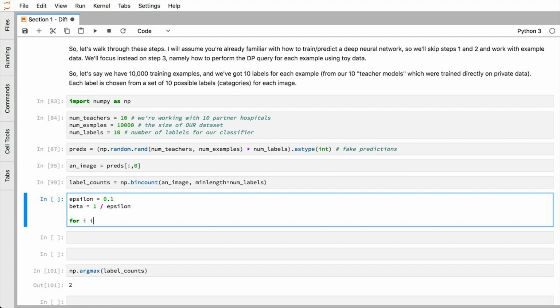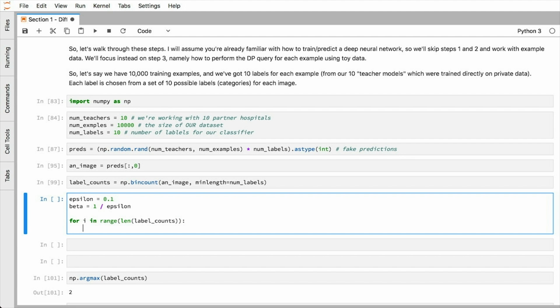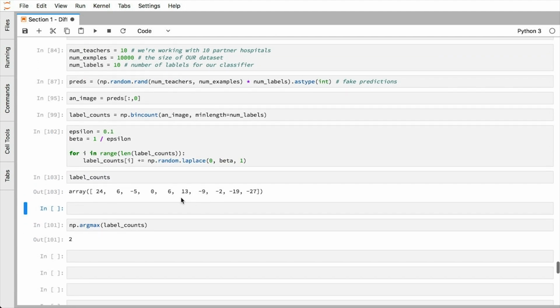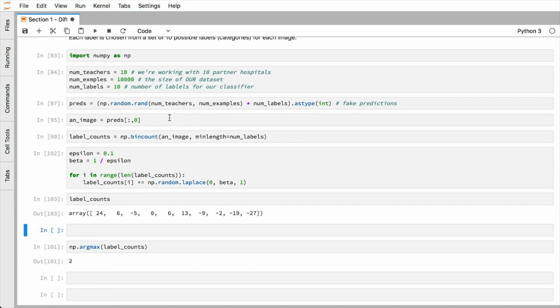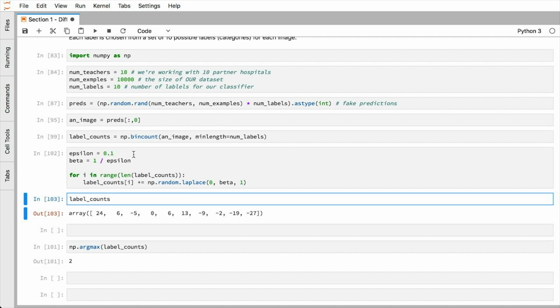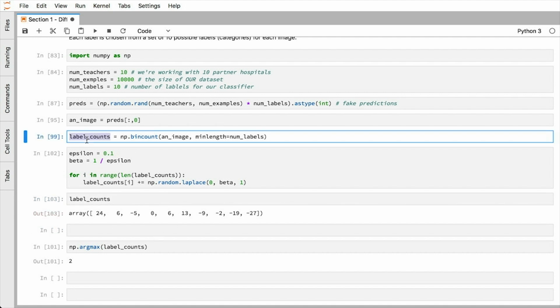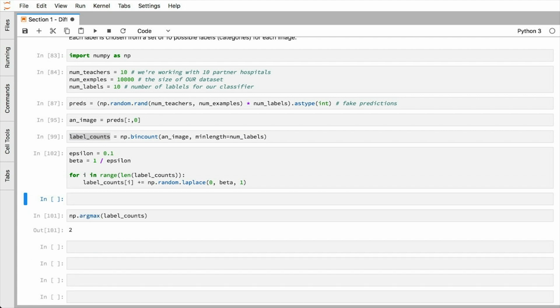And so we're going to say for i in range len label counts, so for each label, add some Laplacian noise. And now we have a new set of label counts, right? So we actually took the counts and we're adding noise to the counts. Okay, does that make sense? So the counts is basically our mini database, right? So if you remember from before, we have a mini database across these hospitals of label counts, and we're going to add noise to each one of these counts, and then we're going to perform argmax.